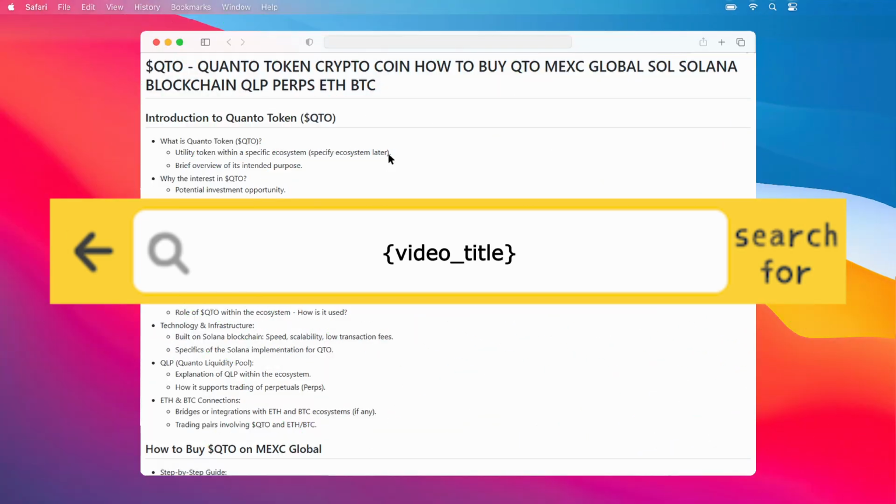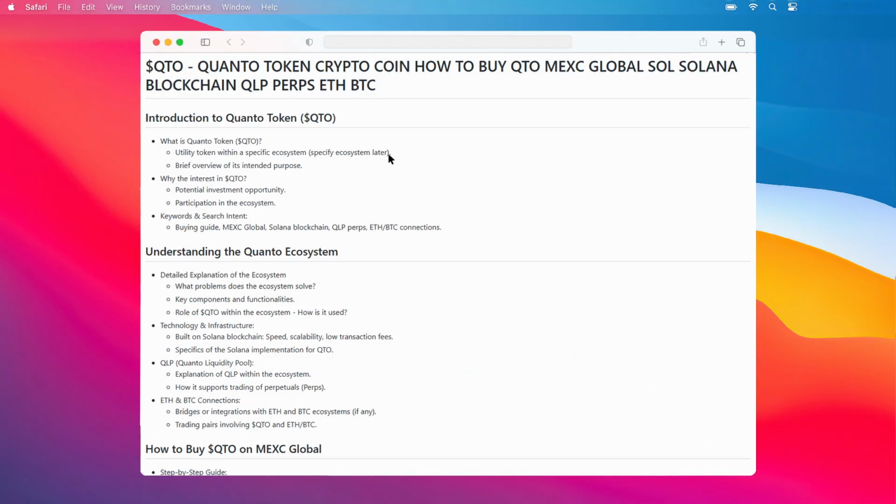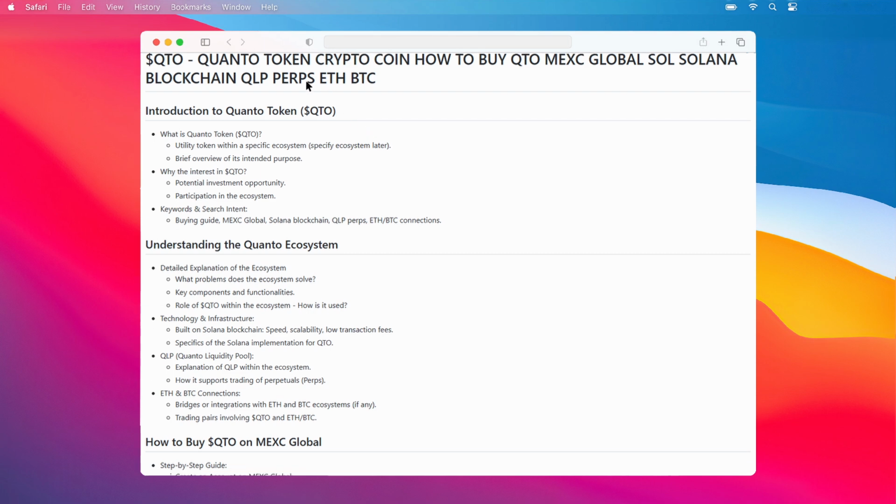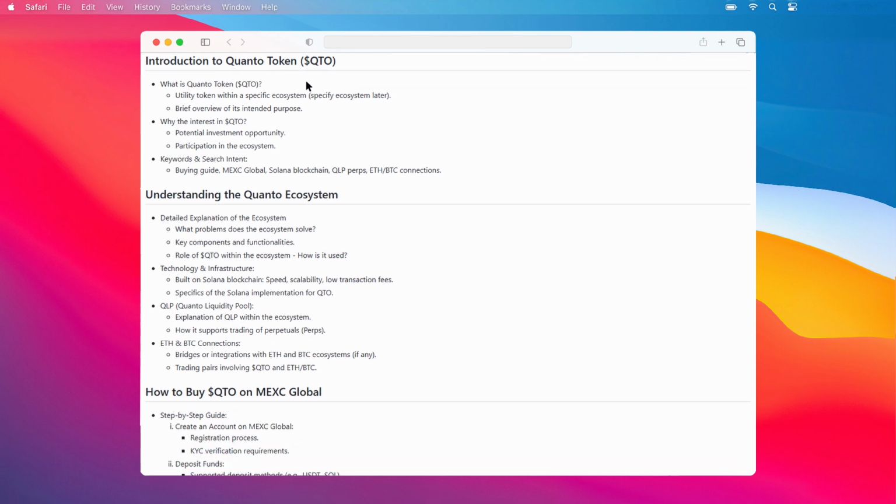Today, we're diving into the world of the Quanto token, represented by the ticker $QTO. This is a utility token that operates within a specific ecosystem, which we'll delve into later, and it's designed to serve a particular purpose. We're seeing a lot of interest in $QTO, primarily because it presents a potential investment opportunity and offers a way to actively participate in its ecosystem.